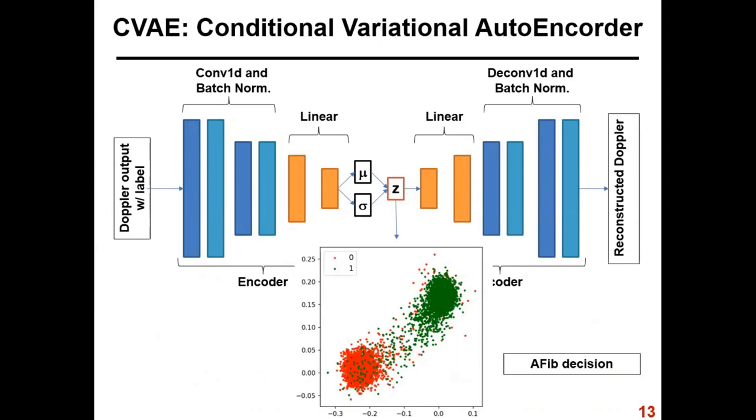Then, the conditional VAE can use the label of patient or not. This label is used to bias the distribution of the latent space. So the label is only used in the training phase, and in the inference phase, only the Doppler wave is used with this network.